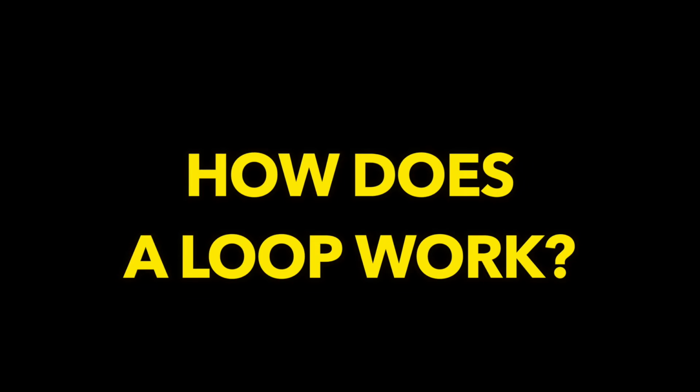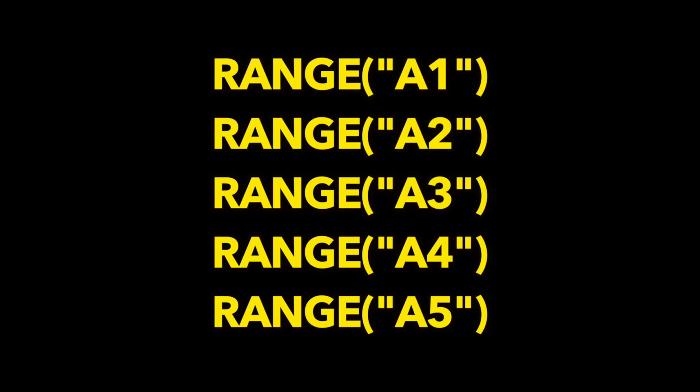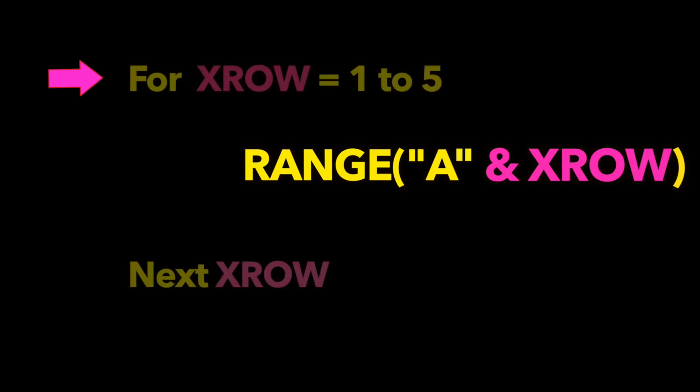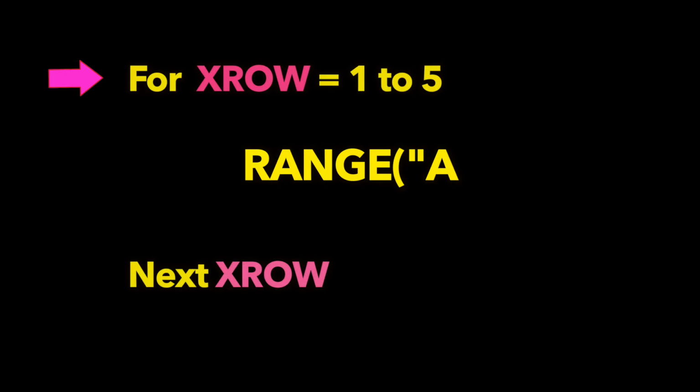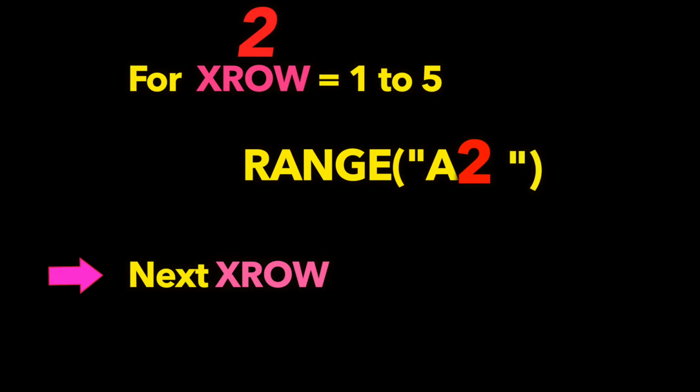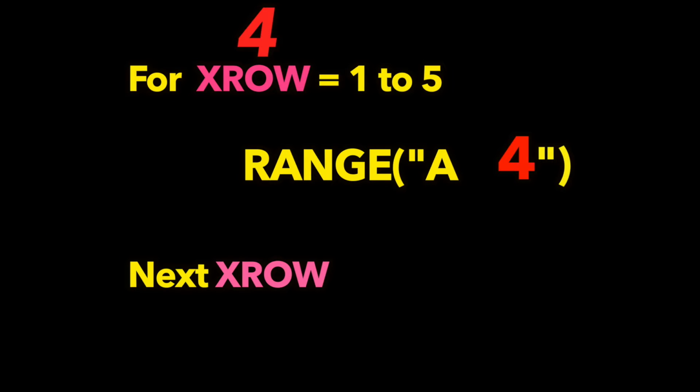So how does it work? Well, as you can see here, we've written the selection of the range 5 times, and the only thing that changes is 1, 2, 3, 4, 5. So how about we remove that number and replace it with a variable we'll call xRow. And then we'll iterate through xRow, which will take the value 1, and then the value 2, and then the value 3, 4, 5. And at 5 it exits.